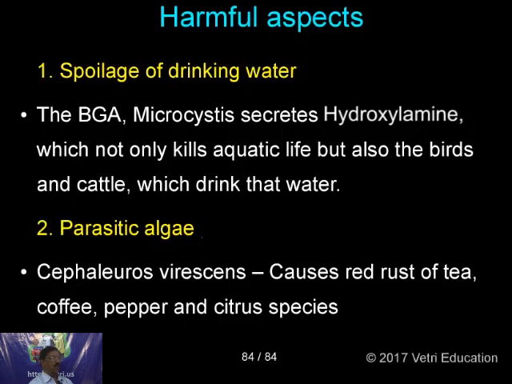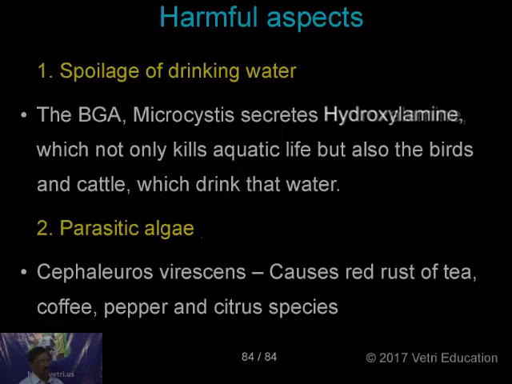And the last one is the parasitic algae. We discussed already in this habit, some are parasites, parasitic algae like Cephaleuros virescens. It causes rust disease in tea, coffee, pepper and citrus species, and it reduces the value of those leaves.